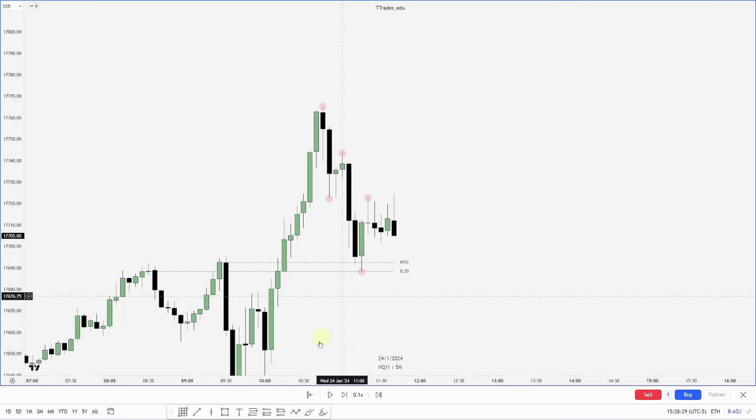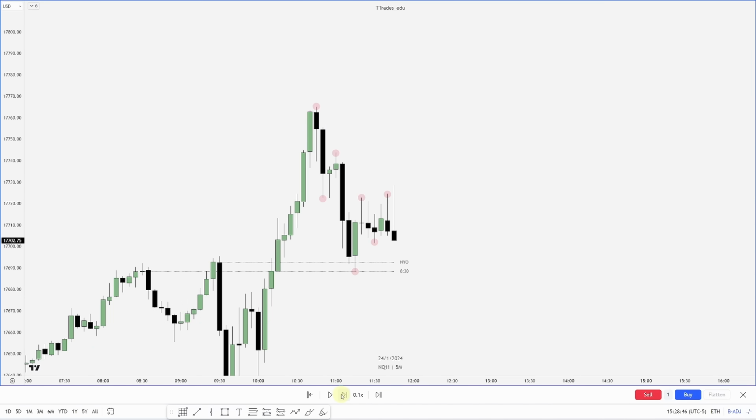Now we don't get a lower low. We actually end up getting a higher low. Now what do we notice? We make a higher high as well, but is there any displacement here? No, it's really just kind of consolidation. We don't know where price is wanting to go. So letting it play out, what happens?